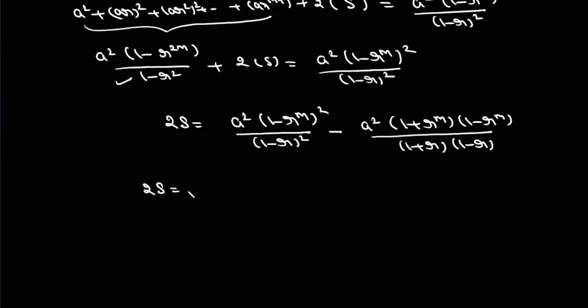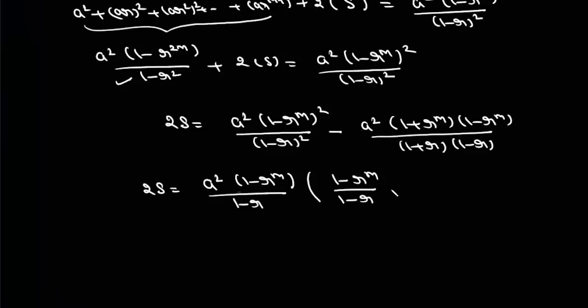So we can write 2S equals a squared times (1 minus r to the power m) upon (1 minus r), and then what you're left with is (1 minus r to the power m) upon (1 minus r) minus (1 plus r to the power m) upon (1 plus r). Now this a into (1 minus r to the power m) upon (1 minus r) is nothing but the sum of m terms, which is Sm.